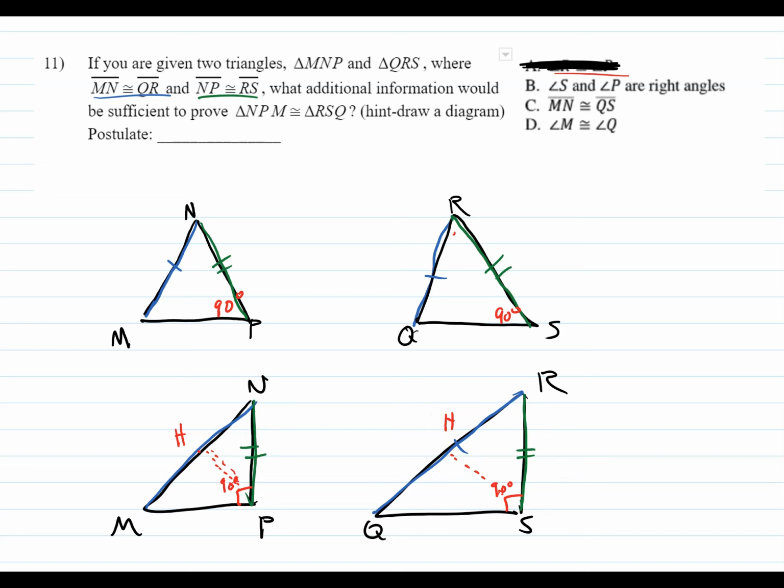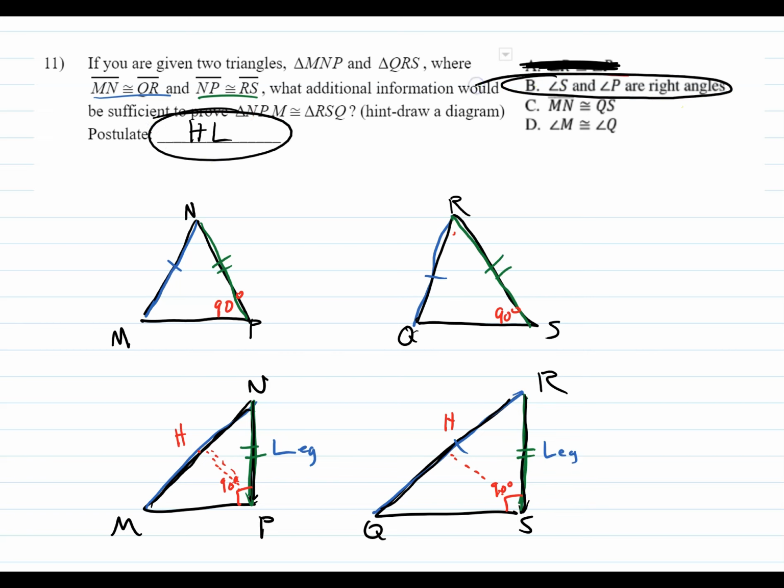Then, let's check if there's another side that matches. And there is. This side matches. And so in a right triangle, we call these legs. L stands for leg. So we can actually use HL, which is one of the more confusing ones. If the hypotenuses of the two triangles match, and if one of the sides or legs matches, and there's a 90-degree angle, that proves the two triangles are congruent by HL. So B would help us prove that these two triangles are congruent by the HL congruency condition.